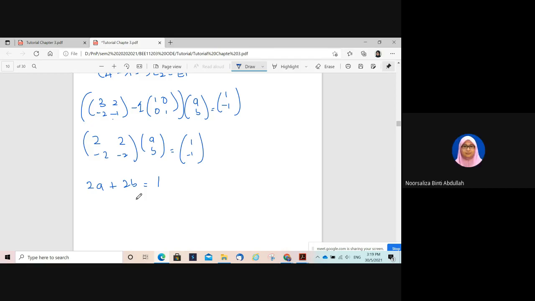Then 2B equals to 1 minus 2A. B equals to 1.